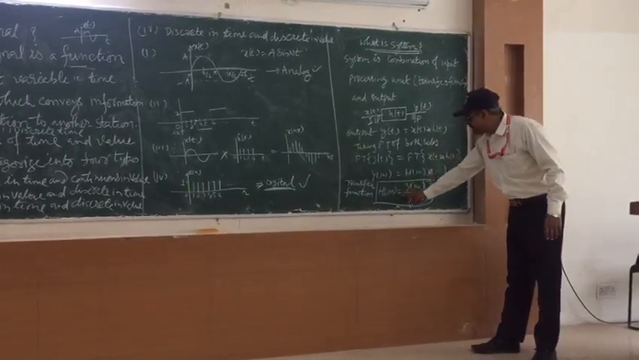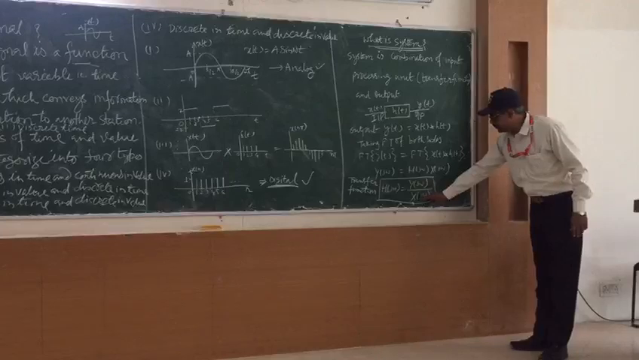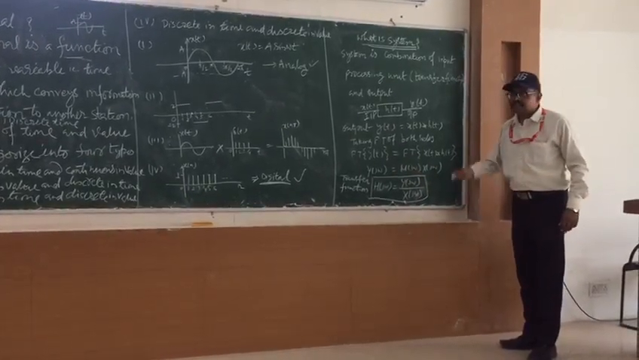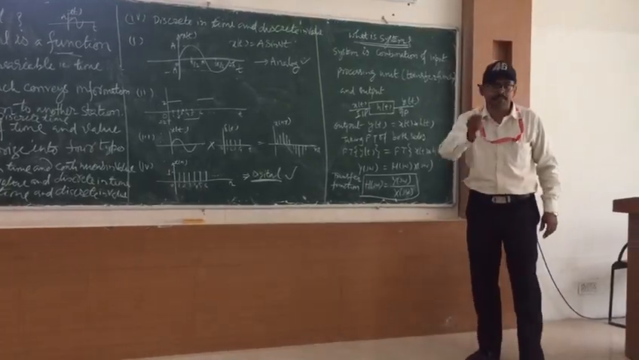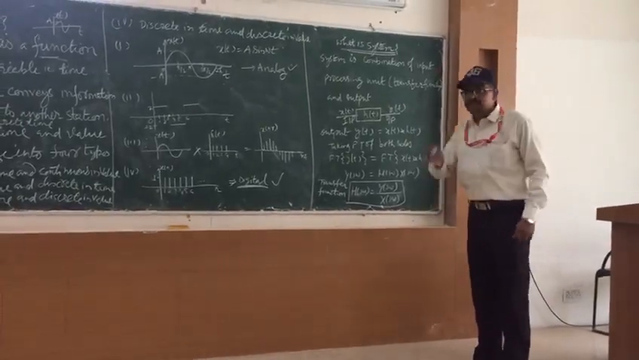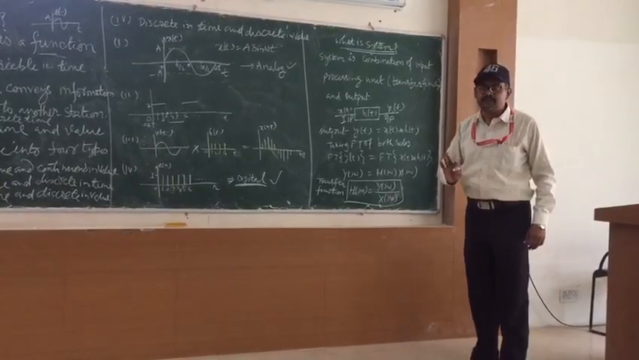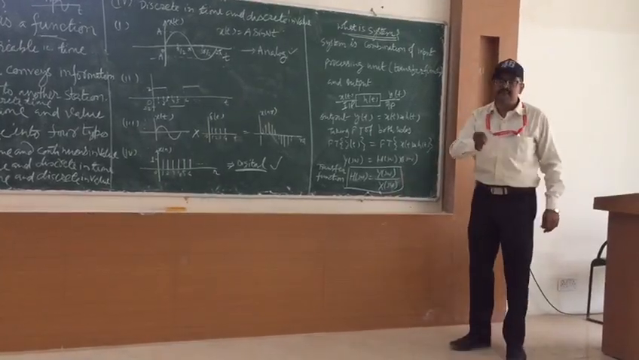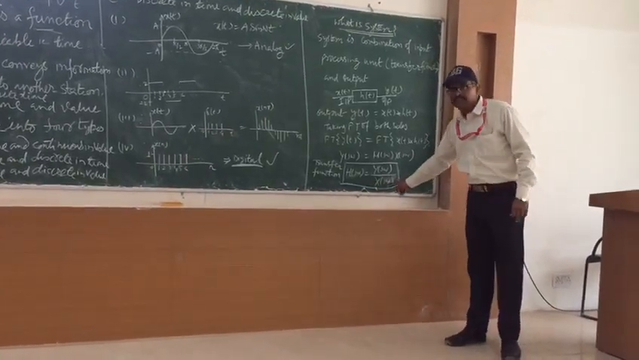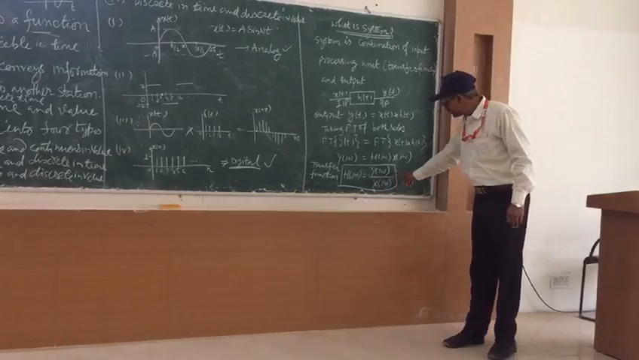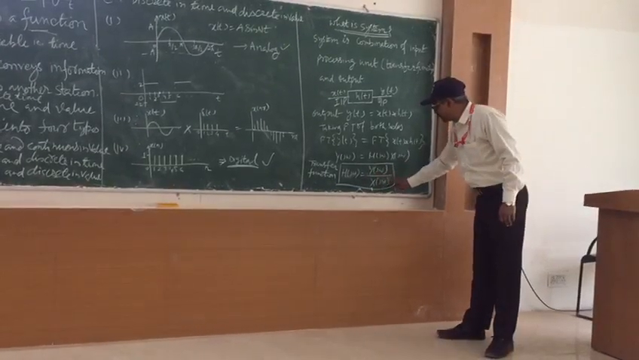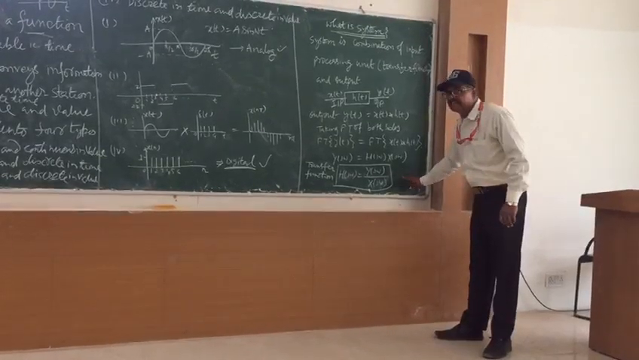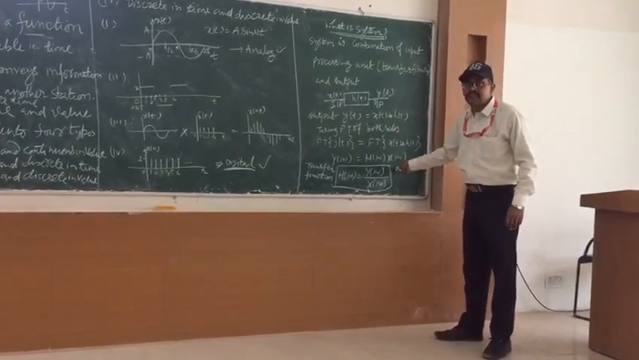So H of j omega is equal to Y of j omega upon X of j omega. This is the transfer function of a system. The transfer function of a system is defined as the Fourier transform of the output in the time domain divided by the Fourier transform of the input in the time domain. So H of j omega is equal to Y of j omega divided by X of j omega. This is the transfer function of a given system.